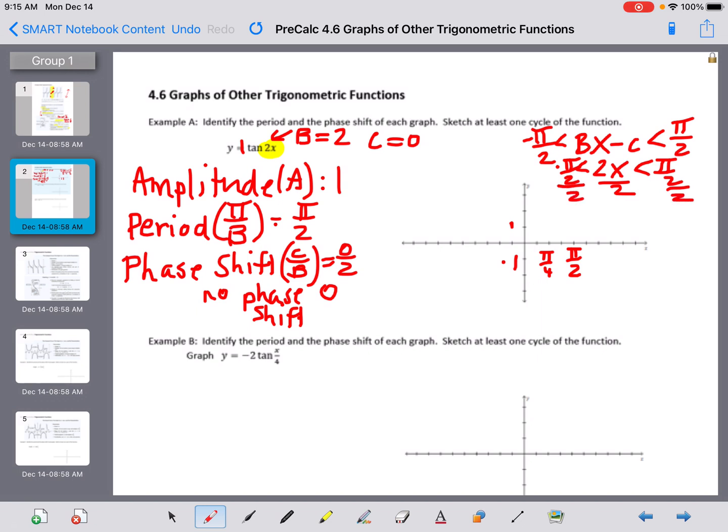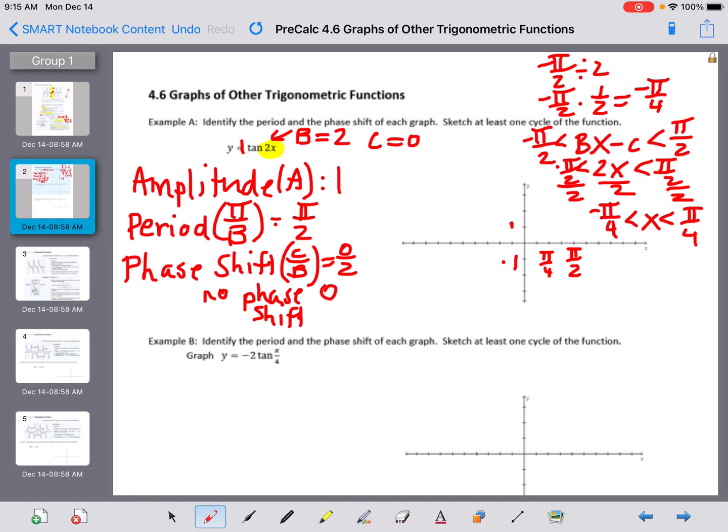Okay, so think about this. Negative pi over 2 divided by 2, which is the same thing as keep, change, flip. So I get negative pi over 4. Okay, so I get negative pi over 4 is less than x is less than, so pi over 2 divided by 2 will also be pi over 4. It's just positive.